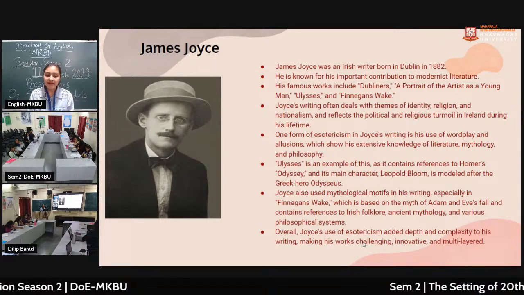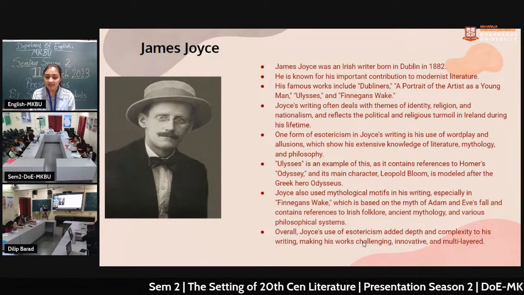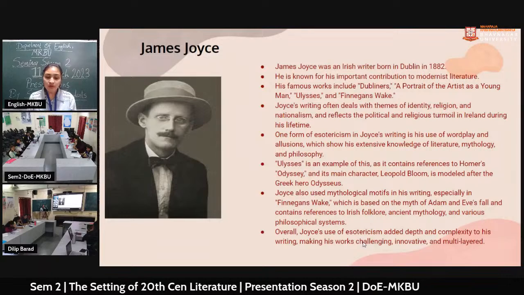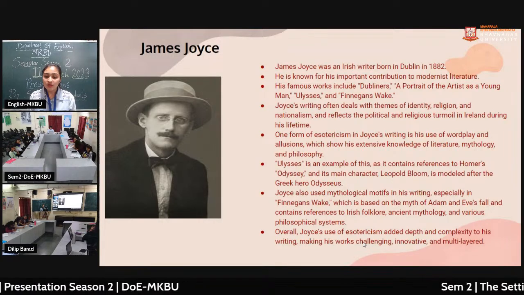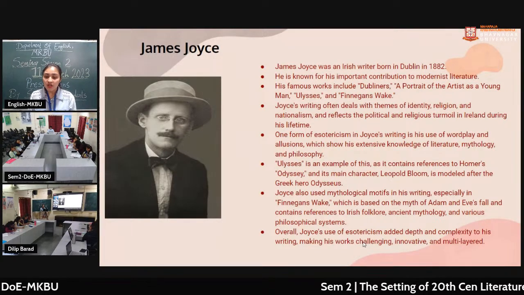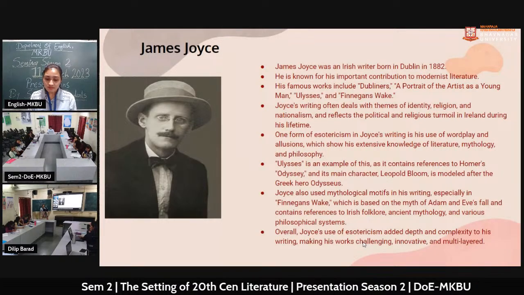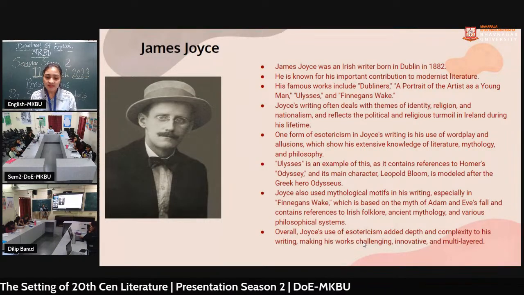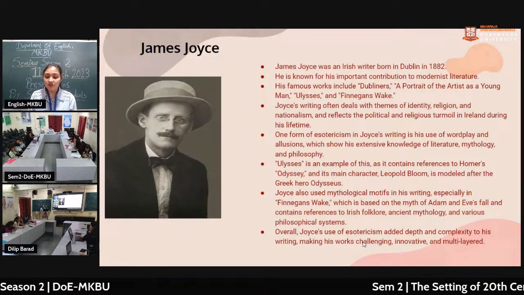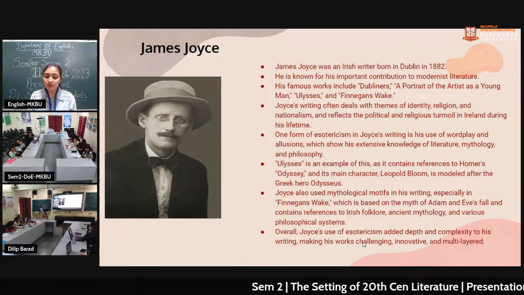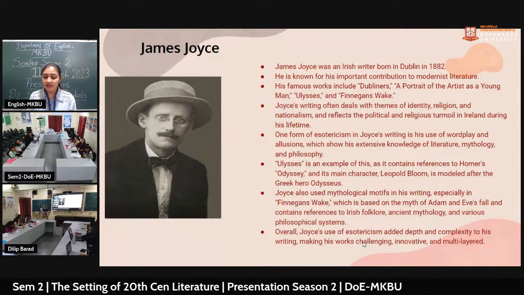The second writer is James Joyce. James Joyce was an Irish writer born in Dublin in 1882. He is known for his important contribution to modernist literature. His famous works include Dubliners, A Portrait of the Artist as a Young Man, Ulysses, and Finnegans Wake. Joyce's writing often deals with themes of identity, religion, and nationalism, and reflects the political and religious turmoil in Ireland during his lifetime.